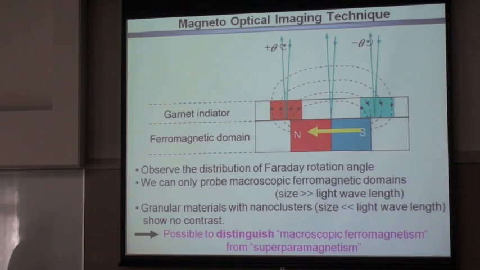So I'm going to show the magneto-optical imaging on this sample to characterize the magnetic domain structure. So this is the measurement method. On our sample, we put the garnet indicator. This is a transparent ferromagnet. This is a room temperature ferromagnet. And then we measured Faraday rotation. Well, this is the input light, and we actually detect the Faraday rotation all over the sample.